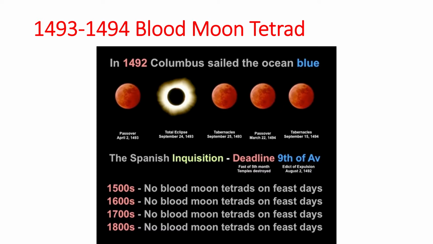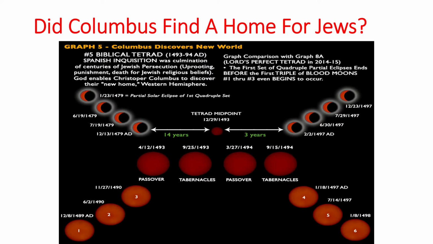So there were no blood moon tetrads on feast days in the 1500s. There were partials, but not a blood moon. In 1539, 1540, the 1600s, the 1700s, the 1800s. So really it's just 1493, 1494. So let's show that. Here it is, 1493, 1494, Passover, Sukkot, Passover, Sukkot. And other things were occurring that were very, very interesting. So there was a pattern going on that was equidistant, and we'll show you that in one of our much later videos. You'll see some really cool patterns from 2010 to 2019.